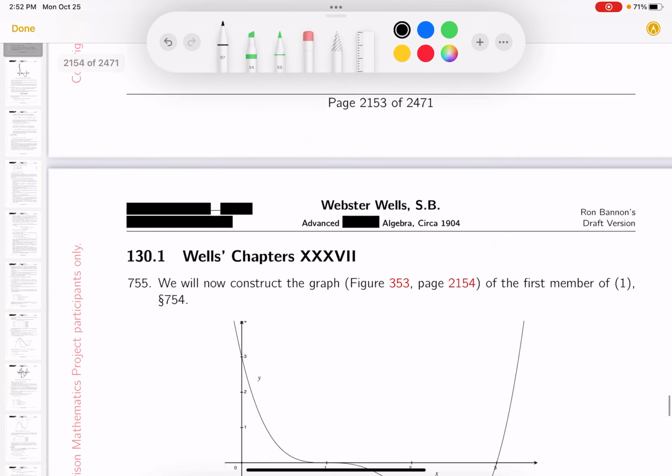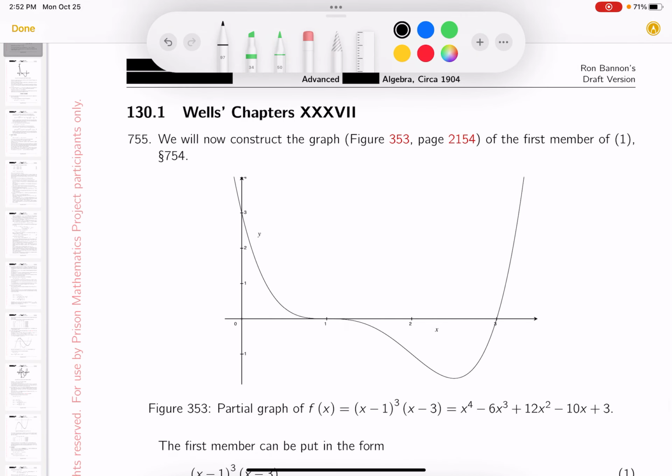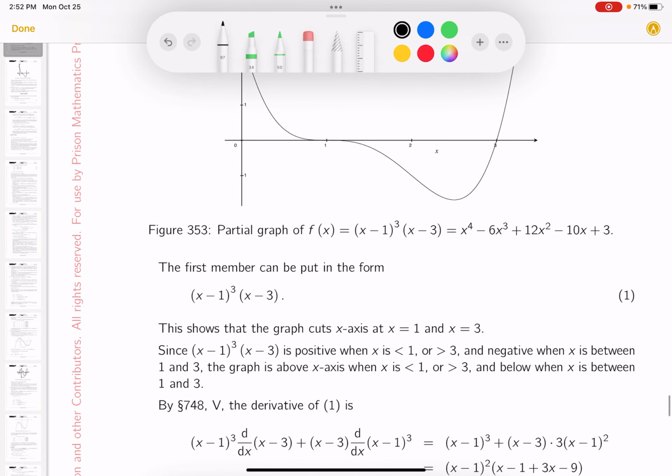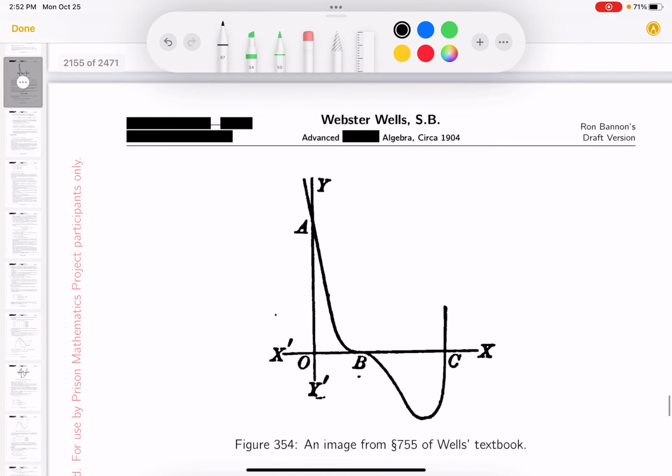And it's going to be a tough read. All right? So first off, about constructing a graph, which I think is important. We'll talk about that as I go through the problems.